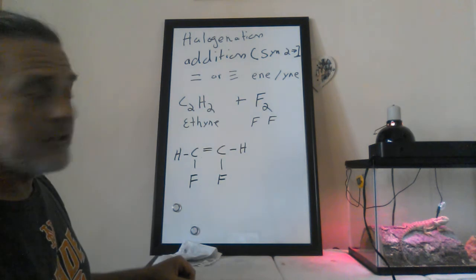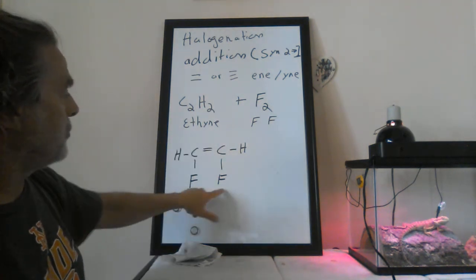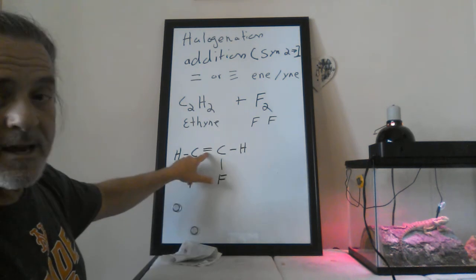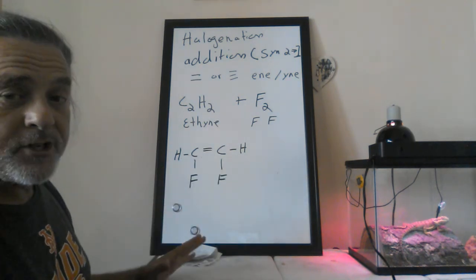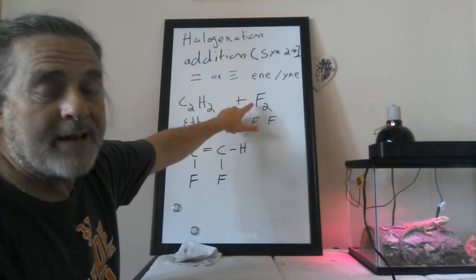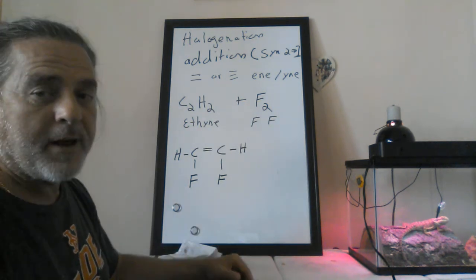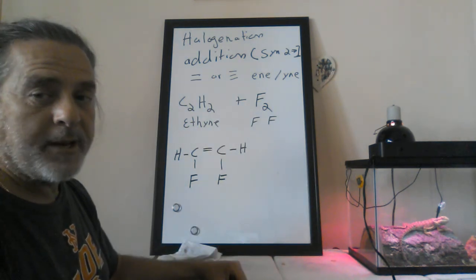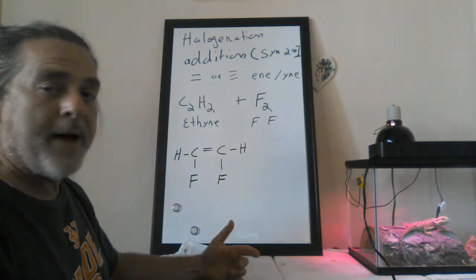That's the addition reaction. So ethyne became 1,2-difluoroethene. Now, if this were hydrogenation, the addition of hydrogen, you could add hydrogen. Hydrogen's not as active as the halogens, so an additional catalyst, probably higher temperature, would have to be used, but you can hydrogenate.